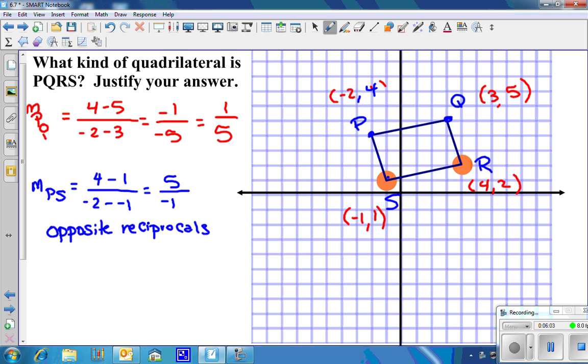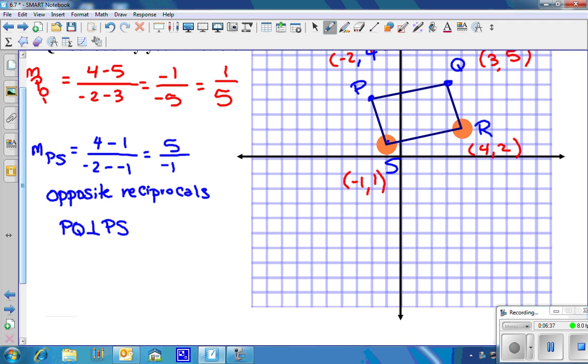So that means that PQ is perpendicular to PS. Okay? So it means they create 90-degree angles. Now we need to, so we know it's got 90-degree angles. All right, I would do another side, and yes, it takes a while to do these, so there are not many problems, but they take a while.